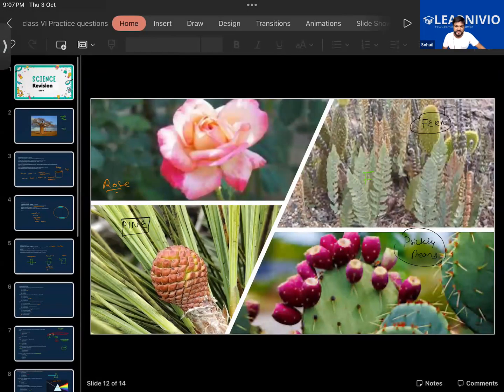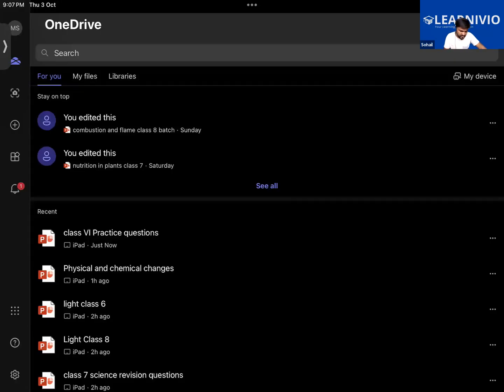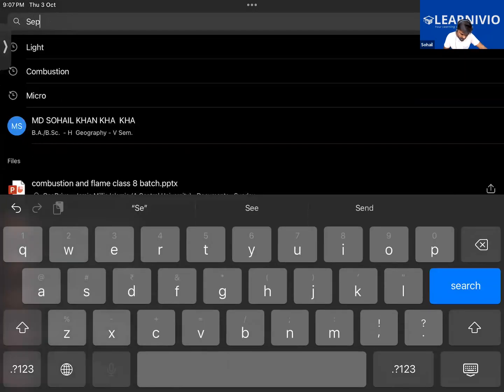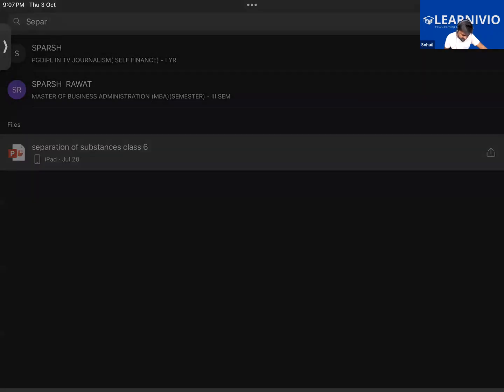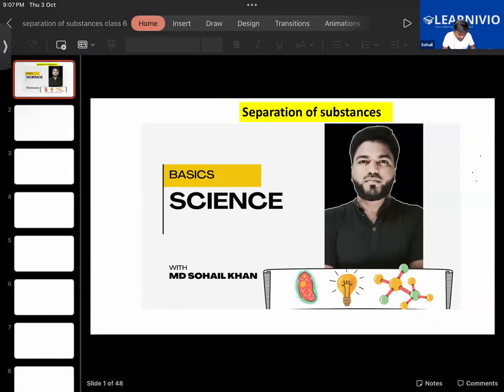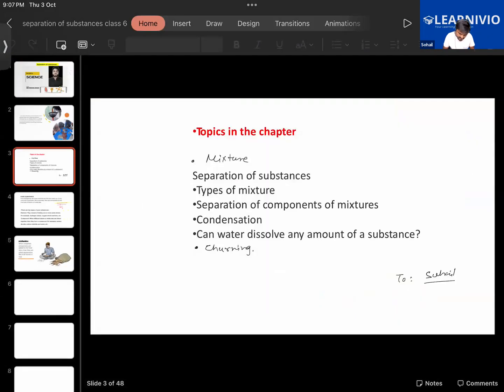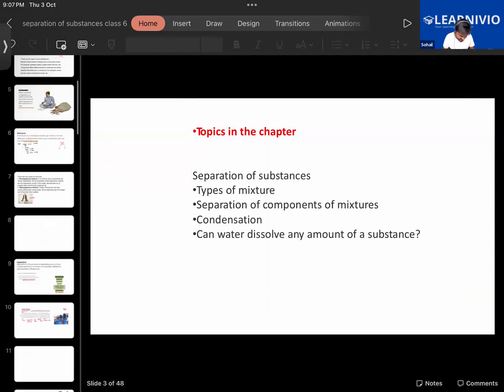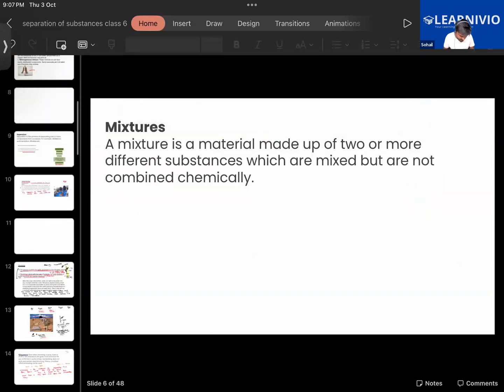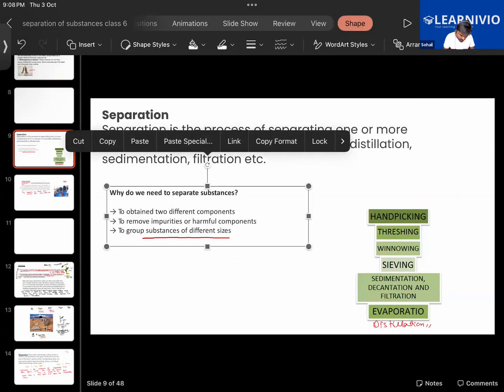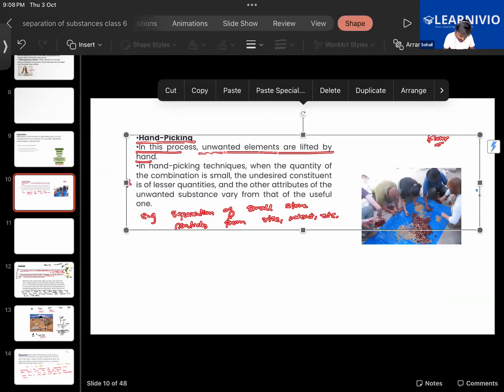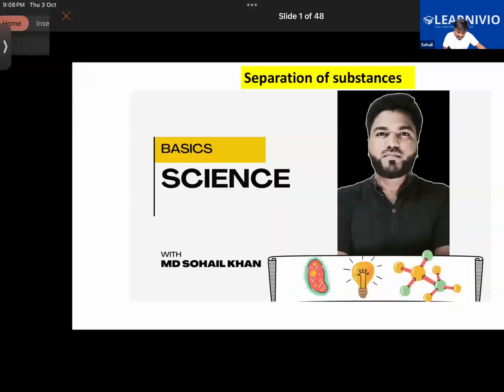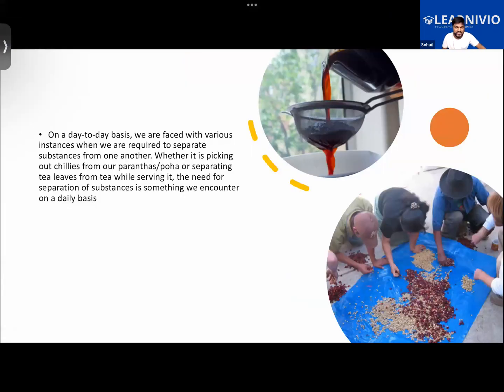So the chapter is Separation of Substances, it is there in your syllabus, no? Yes, sir, it is. So we are going to do this chapter today. In this chapter, we had learned about various concepts. Let us revise those concepts which we have learned. First of all, I would be asking some questions to you from the chapter, and then we will continue.